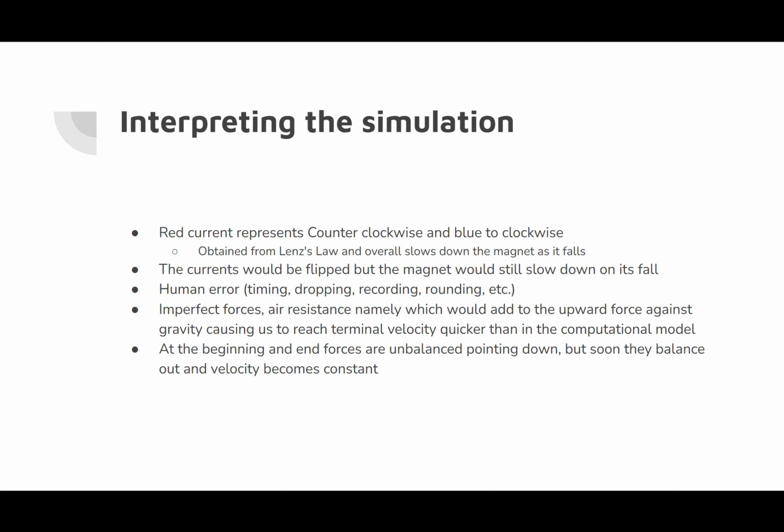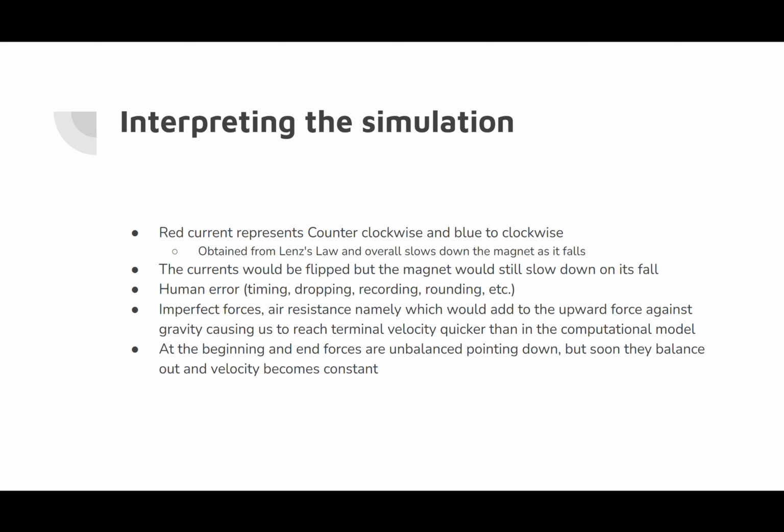Interpreting the simulation, the red current on the model represents the counterclockwise portion of the rings, and the blue represents the clockwise. Both of these work to slow down the magnet as it falls, braking it. The currents would be flipped, but the magnet would still slow if we flip the direction of the magnet so that the south end was pointing towards the tube as we drop it.